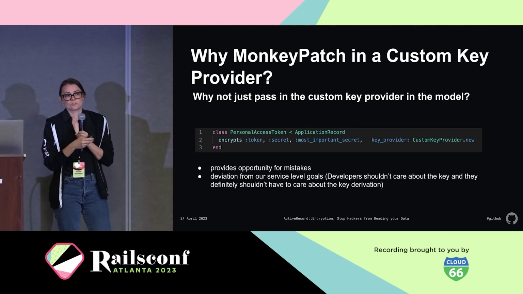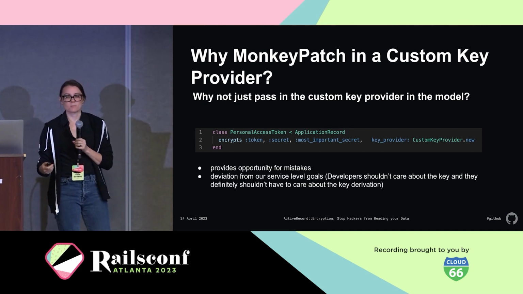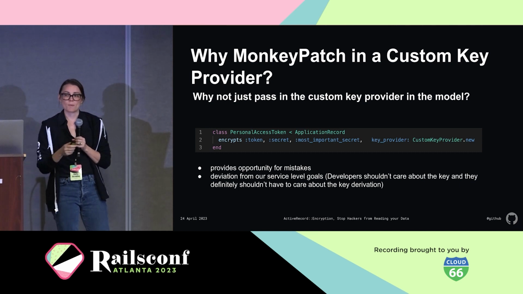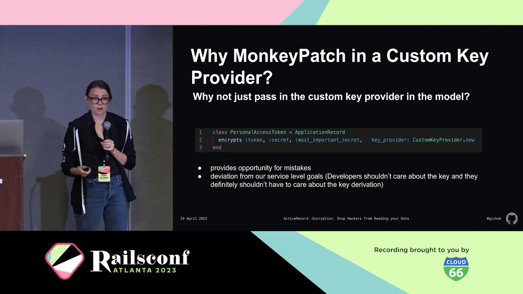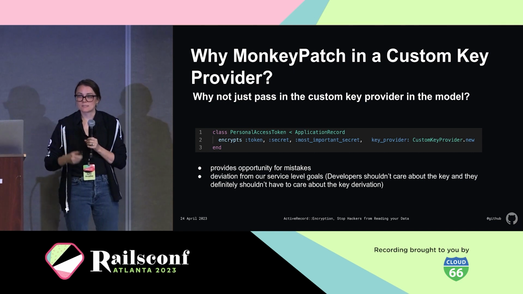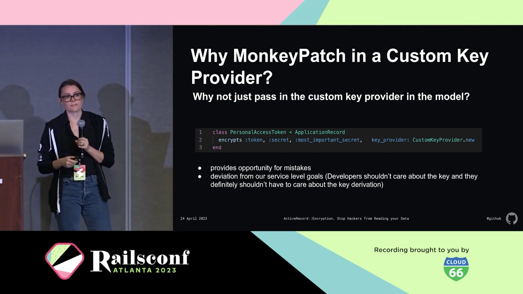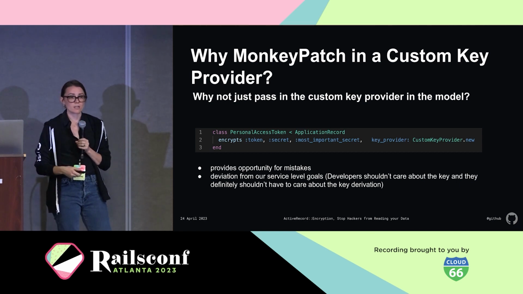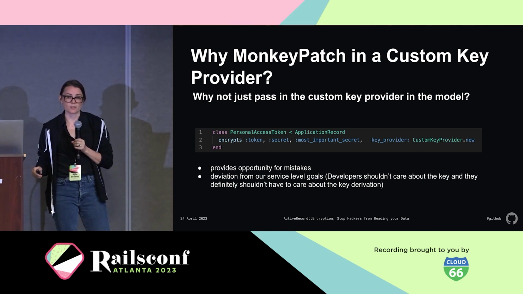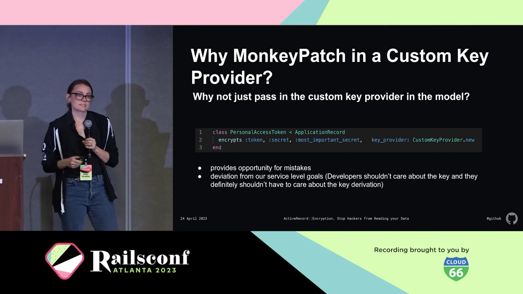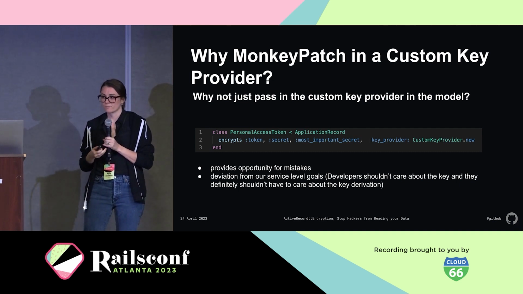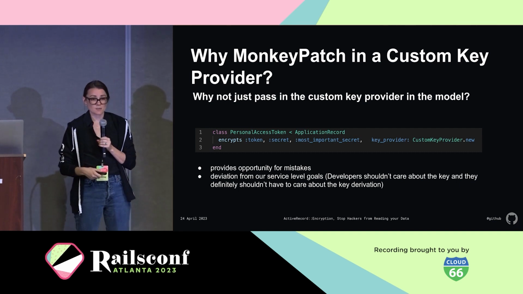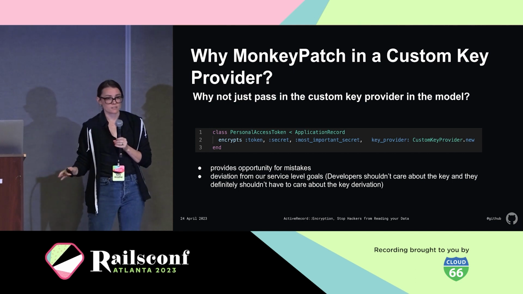So just passing a custom key for each column does not meet our standards, and while passing a custom key provider meets some of our requirements, it would still provide the opportunity for an implementing developer to incorrectly pass a key provider or make some other mistake. And we've already established that we do not want the implementing developers to care about the key, and that extends to key derivation as well. By monkey patching in the key provider, we bypass all of these concerns.